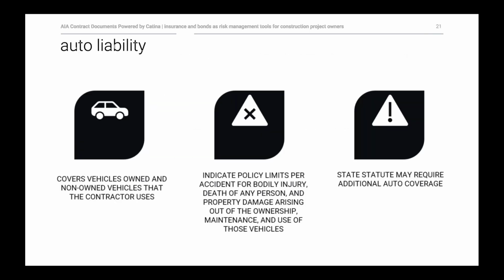Auto liability, again, the contractor and others are going to be bringing vehicles onto the project site, all types of vehicles. And so you want to know that the liability coverage extends to vehicles owned or non-owned vehicles that the contractor uses. You also want to make sure, and you're prompted to do this with the AIA documents, that you indicate policy limits per accident within the required coverages. And you also need to be aware that certain statutes may require additional auto coverage. And so you need to take that into account when structuring the types and limits for auto policies.